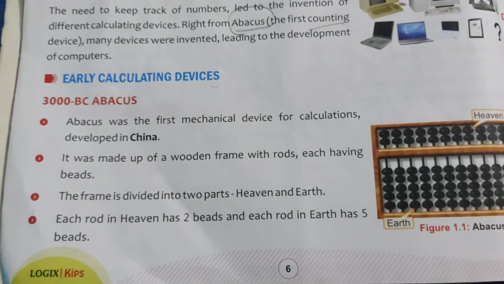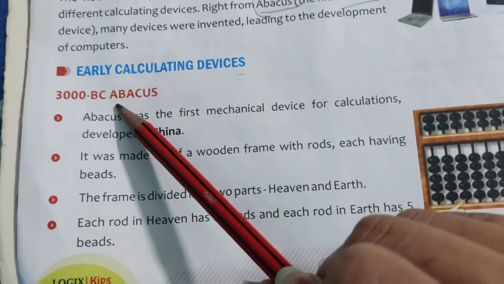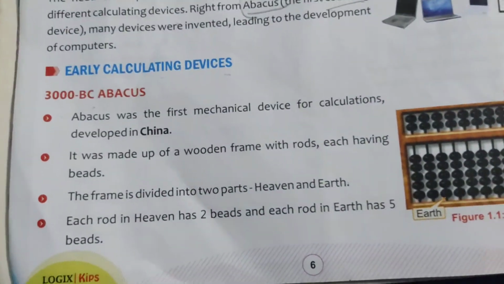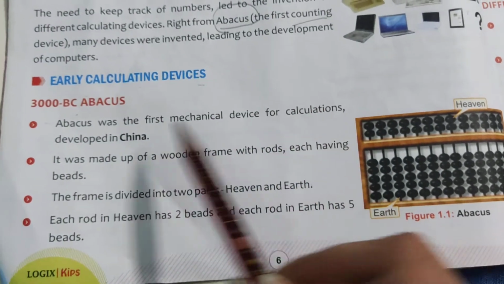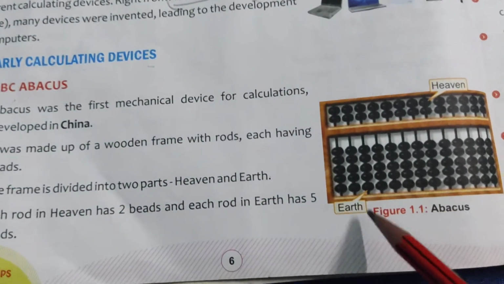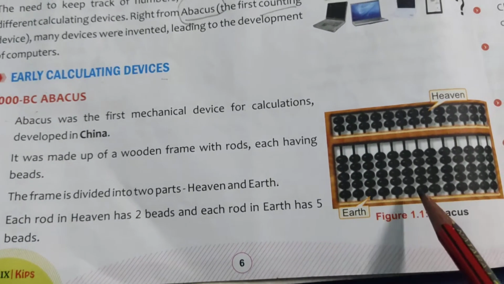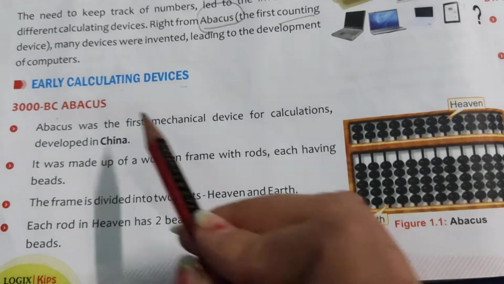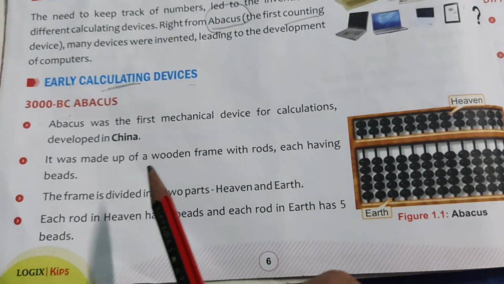Yes, next topic we are going to do, that is abacus. 3000 BC. BC stands for before Christ. Abacus was the first mechanical device for calculations developed in China. Now you can see this type of structure. This is known as abacus. This was the first calculating device, means calculations were done using this device.